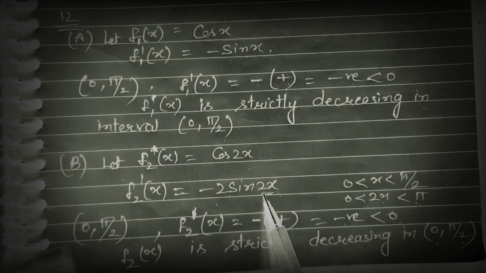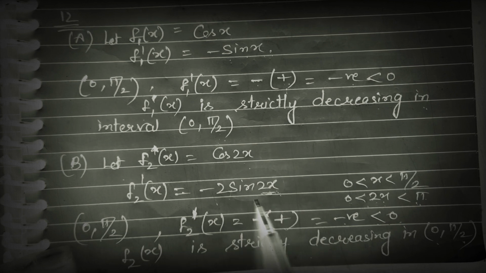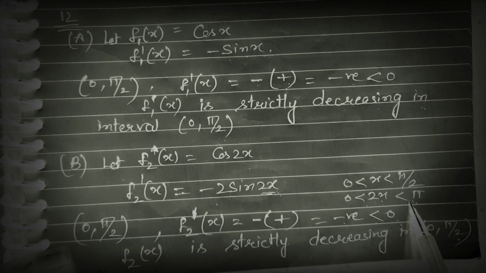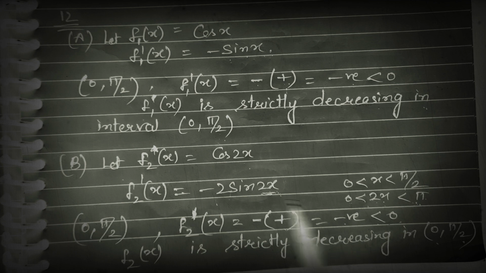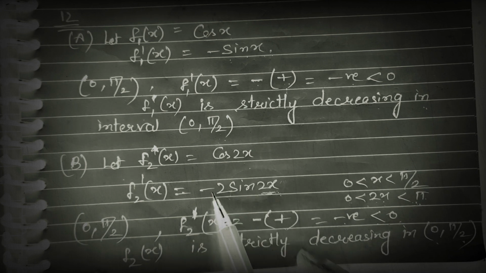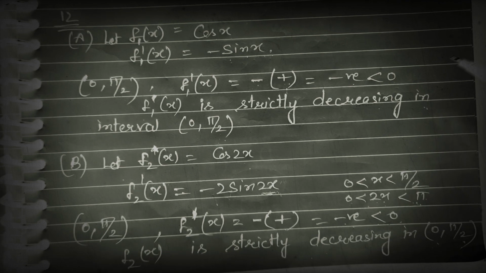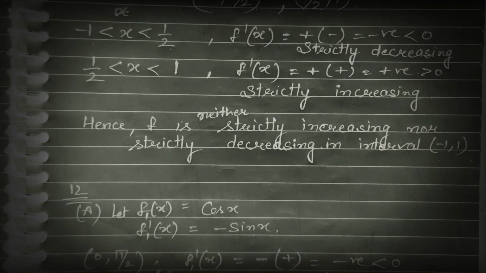So if 2x lies between 0 to pi, we know that sine is positive in the first and second quadrant. 0 to pi is the first and second quadrant. So in the first quadrant and second quadrant this is positive, but here is minus. So minus into plus, it is minus. So it is negative. So it is strictly decreasing in 0 to pi by 2. It means the first part is strictly decreasing, the second part is also strictly decreasing.